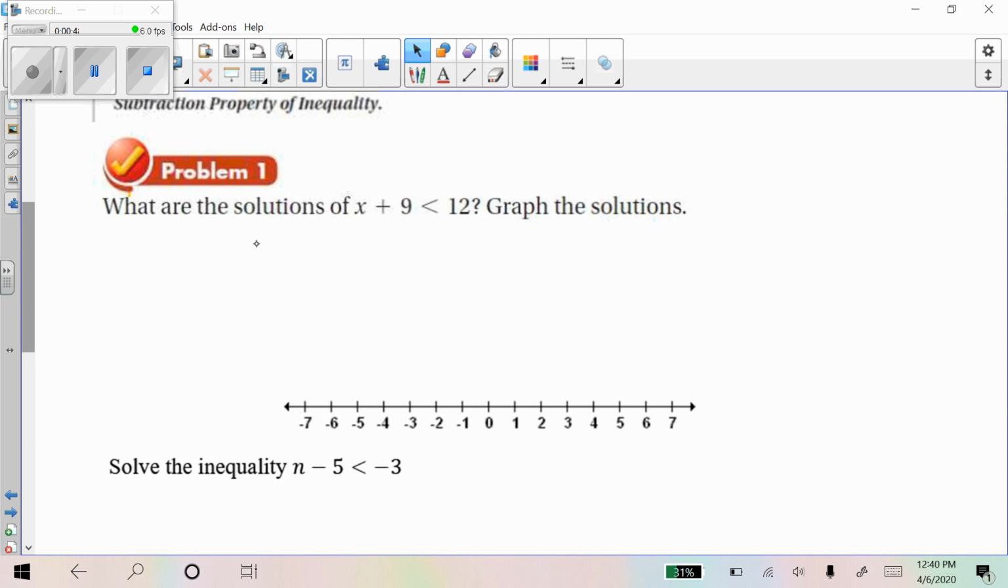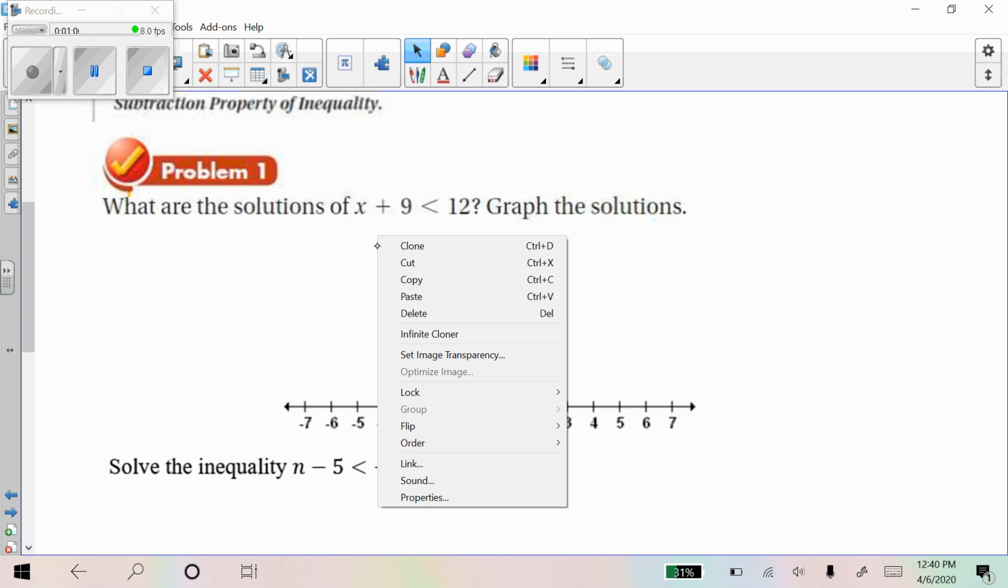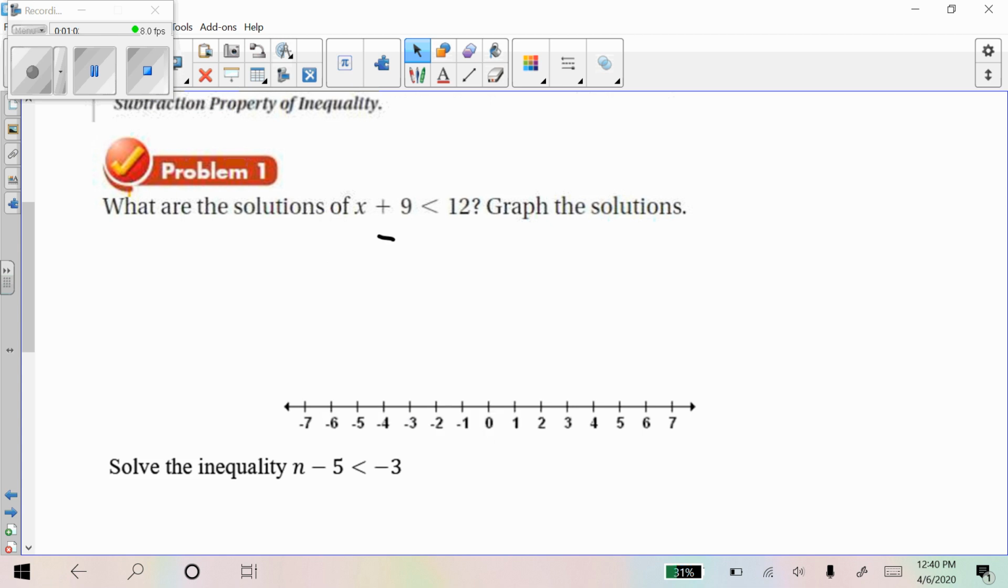So on this first one, we want to know what are the solutions of x plus 9 is less than 12. There's some obvious solutions, like 0 would work because 0 plus 9 is 9, and that's less than 12. But we can find all of them really quickly by just taking away 9 from both sides. Then we get x is less than 3. So basically we're saying any number less than 3 will be a solution.